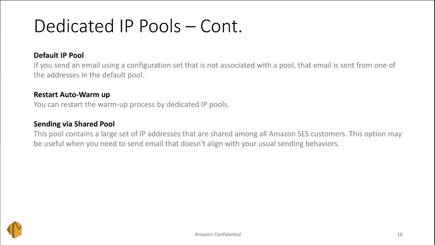You can also use the dedicated IP pools to reset your auto warm-up. If you find that your warm-up is not right, or you're starting to send a new set of emails or a new type of emails, and you want to restart the auto warm-up, you will be able to do that from the Amazon SES console by IP pools.